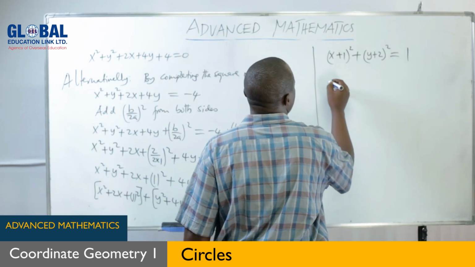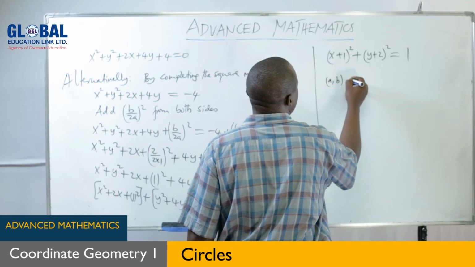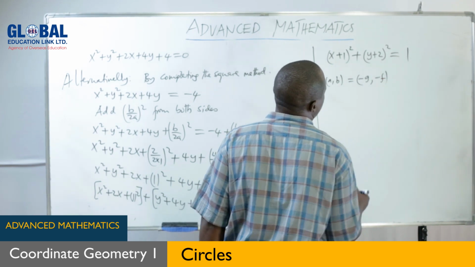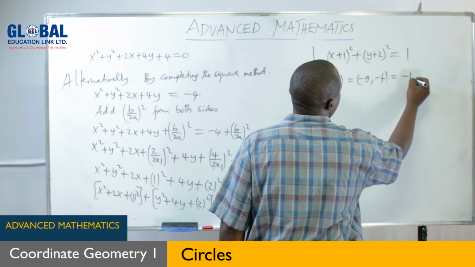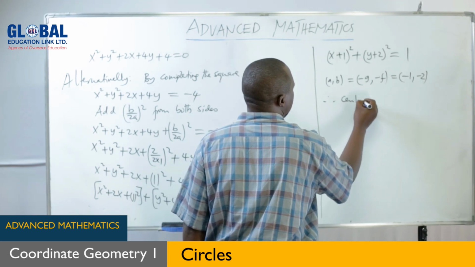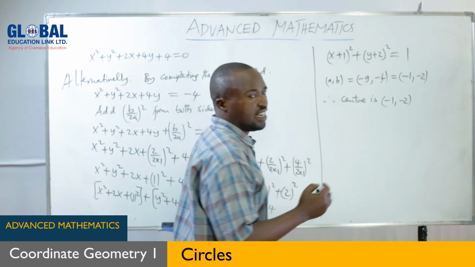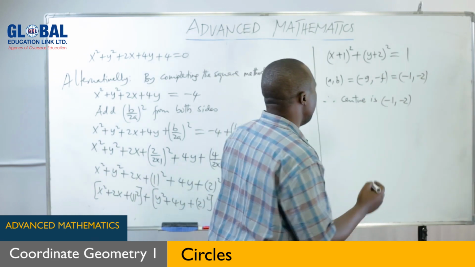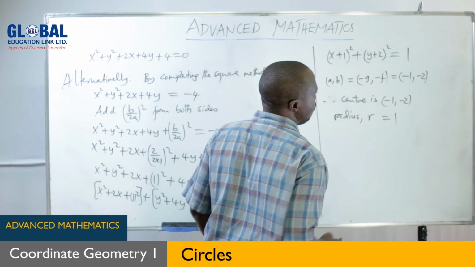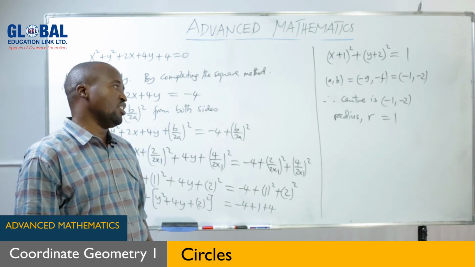So the center, remember the center, that is (a, b) is equal to (negative g, negative f). Which is the same as negative 1 comma negative 2. So therefore, the center is negative 1 comma negative 2. But again, the radius, our radius will be 1. So that is the alternative way of doing this question.